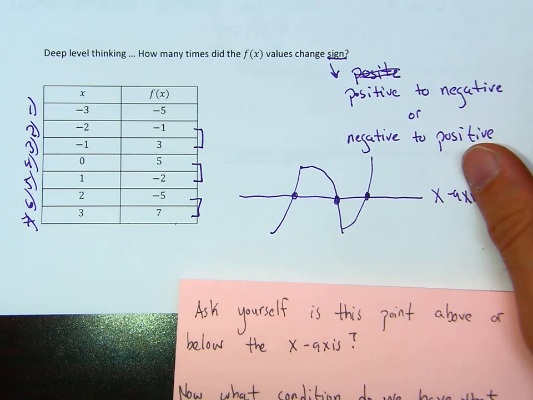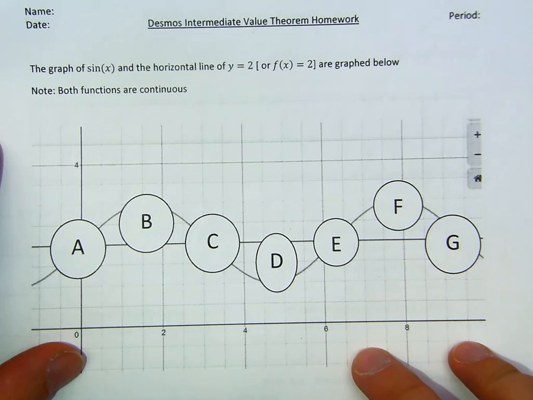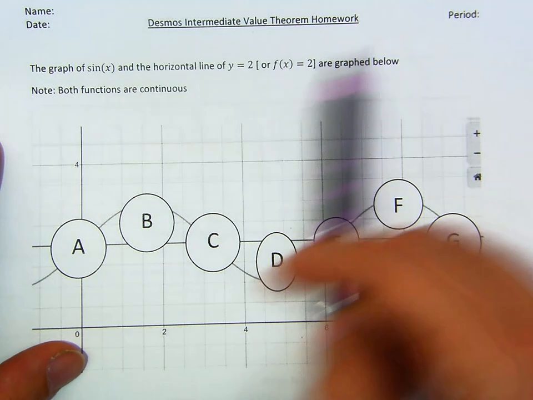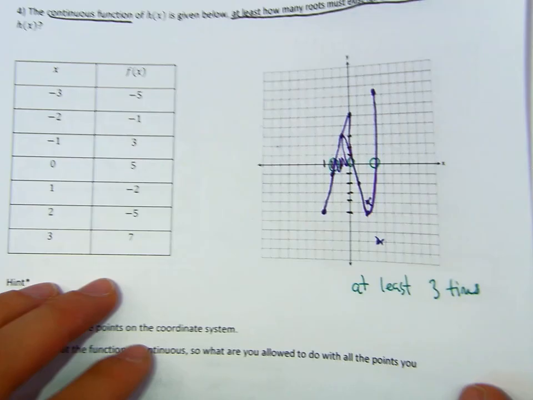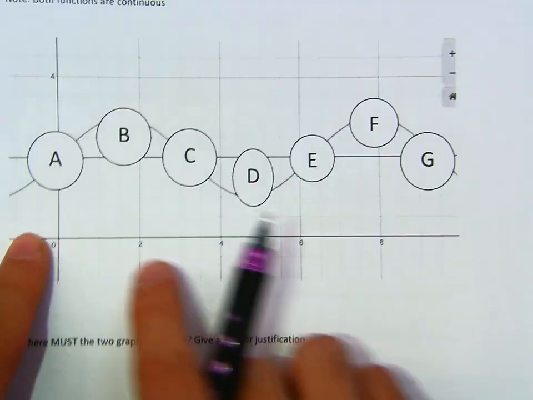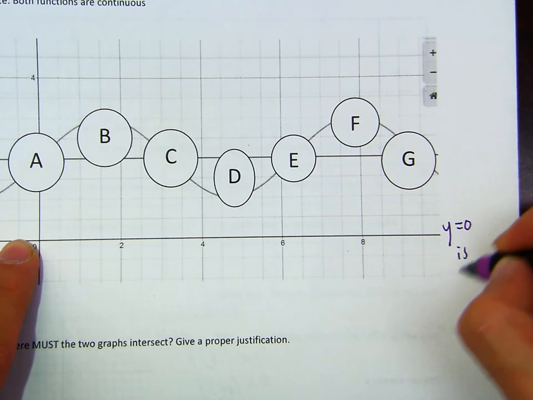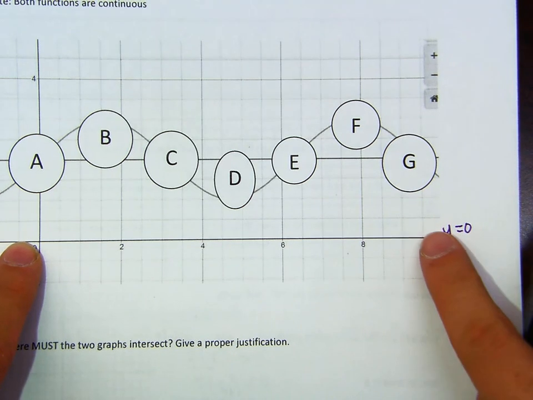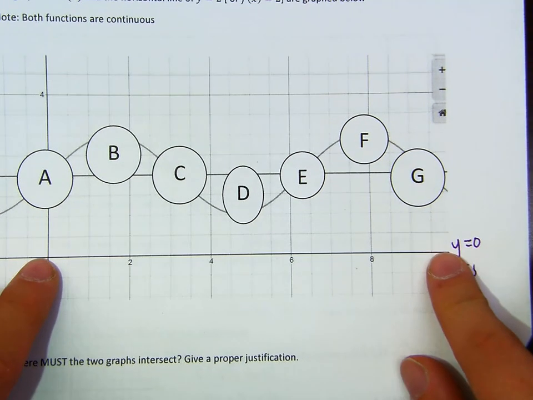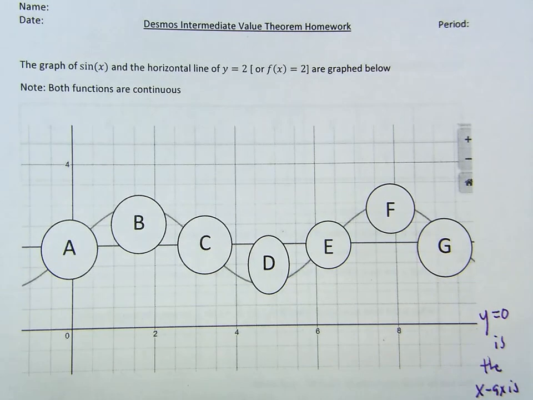What I'd like you to do is try and do the next question over here by yourself. The idea with this is, what's the equation of the x-axis? You see, y equals 0 is the x-axis. What if we don't just look at the x-axis for roots? What if we look for something else? I'll explain in the next video, but try and do it by yourself.